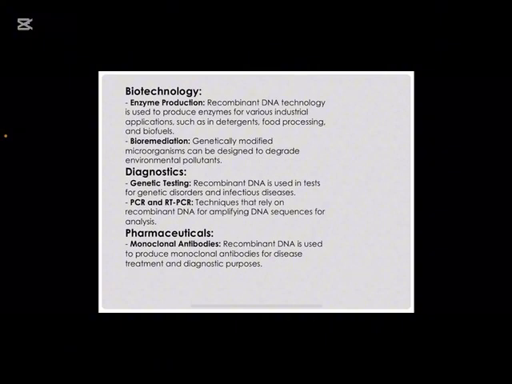Bioremediation. Genetically modified microorganisms can be designed to degrade environmental pollutants. Diagnostics. Genetic testing. Recombinant DNA is used in tests for genetic disorders and infectious disease. PCR and RT-PCR techniques. They are techniques that rely on recombinant DNA for amplifying DNA sequence for analysis. Pharmaceuticals, monoclonal antibodies. Recombinant DNA is used to produce monoclonal antibodies for disease treatment and diagnostic purpose.